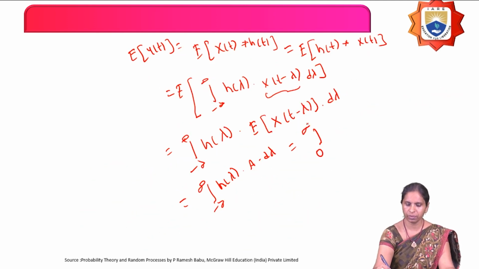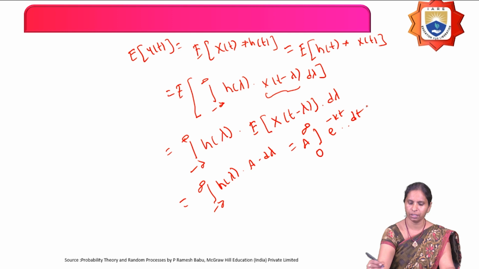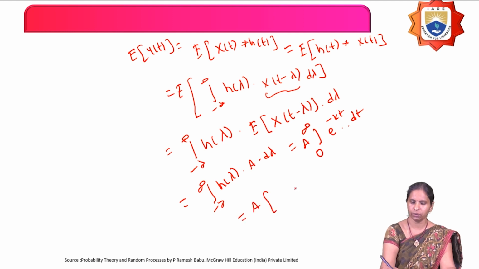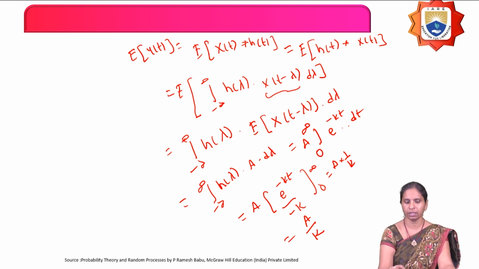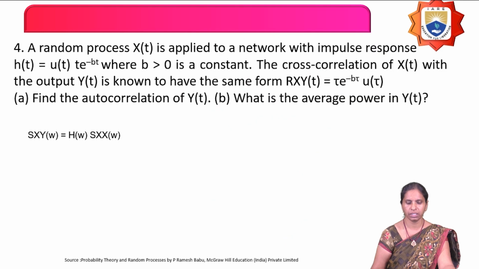So, 0 to infinity, what is that? Well, for positive values, e power minus kt, and a is constant, bring it outside into dt. That equals a into the integration of e power minus kt with respect to t, which is e power minus kt by minus k, with limits from 0 to infinity. If you substitute, what can happen here? A by k, nothing but a into 1 by k, that is a by k. Like that, you can calculate the mean of the output random process y of t.